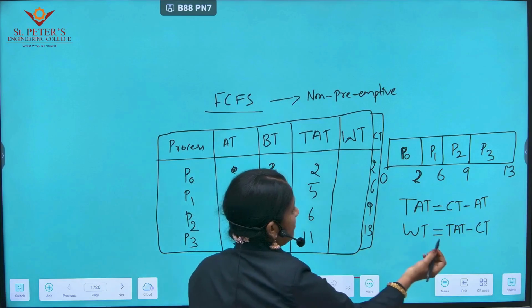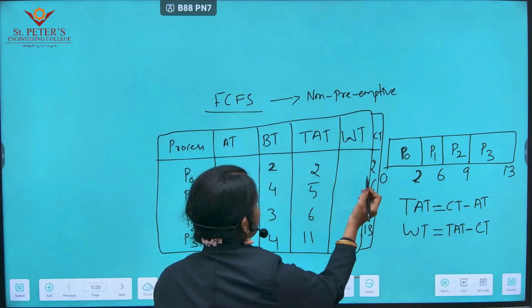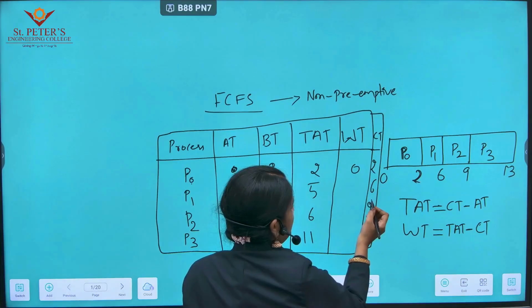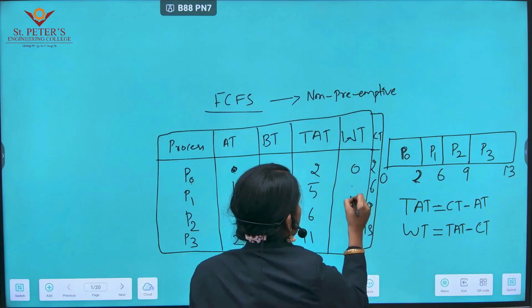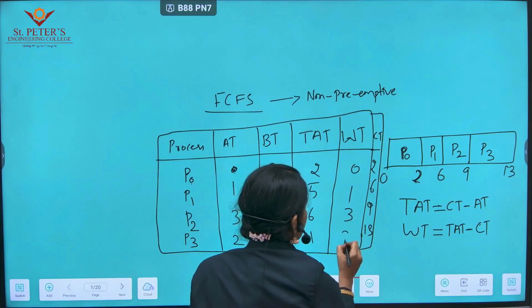Next waiting time means turnaround time minus burst time, that is 2 minus 2, that is 0, 6 minus 5, that is 1, 9 minus 6, that is 3, 13 minus 11, that is 2.